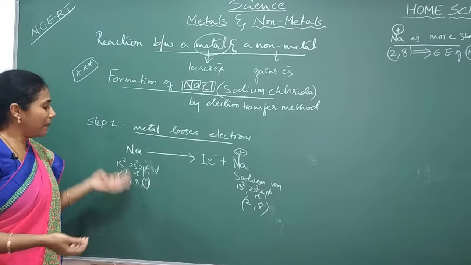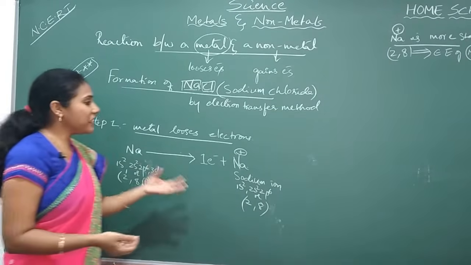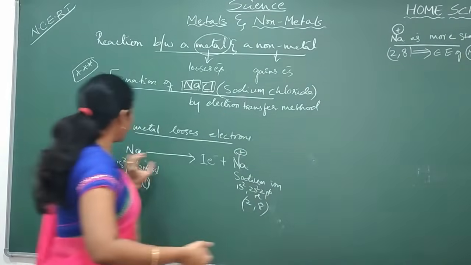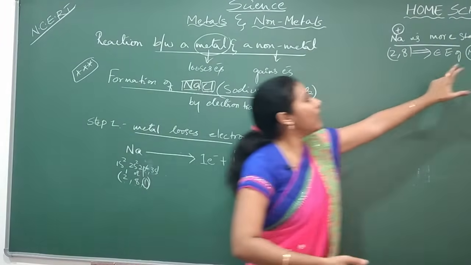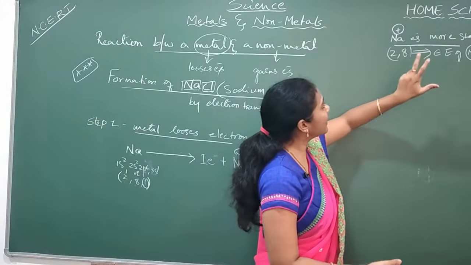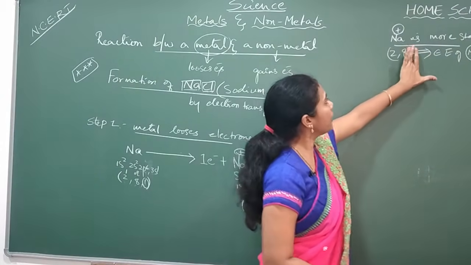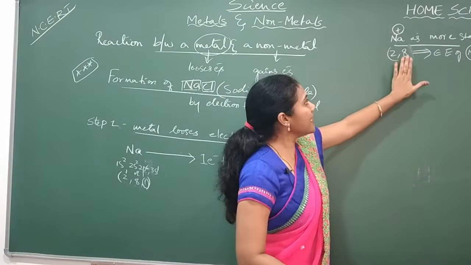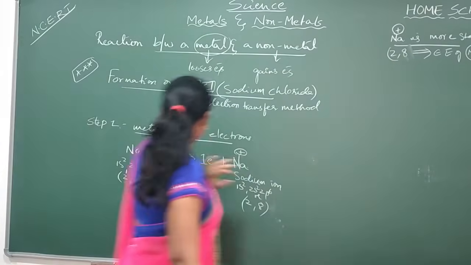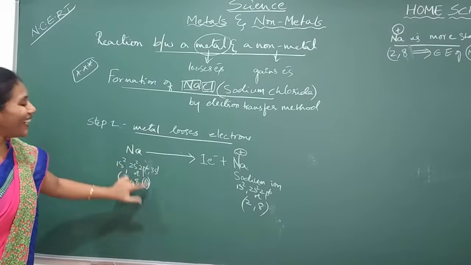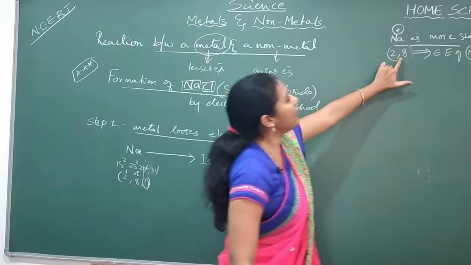Okay, it is not a stable electronic configuration. So which is a stable electronic configuration? The nearest noble gas for sodium is neon. If sodium can have this electronic configuration, then it becomes stable. So how can it gain this electronic configuration?